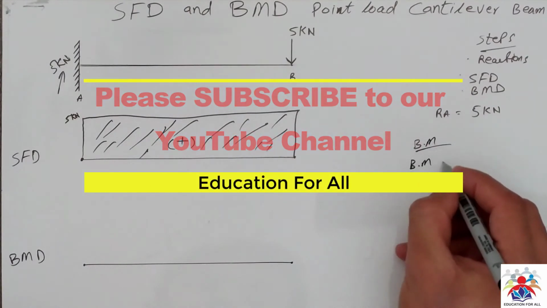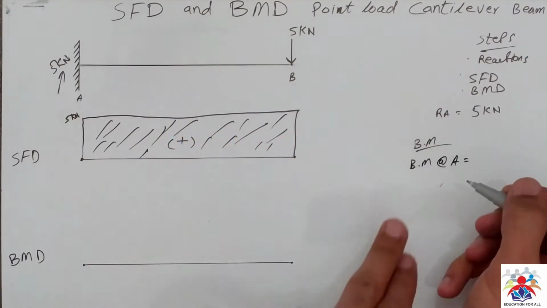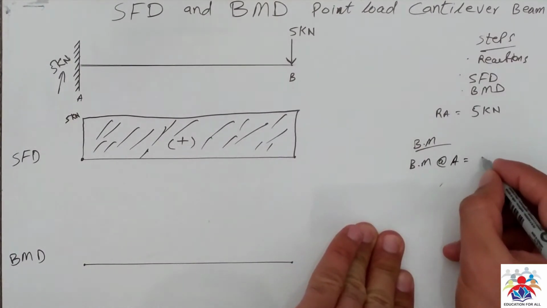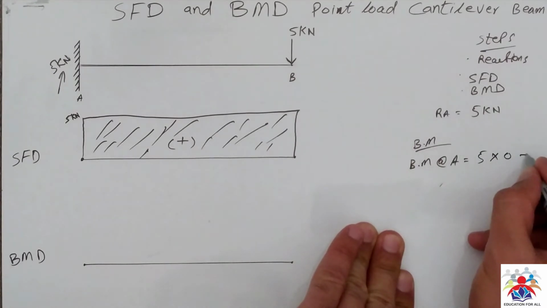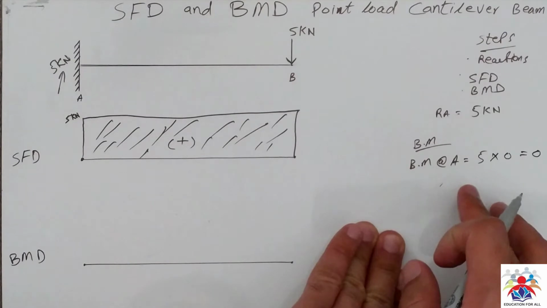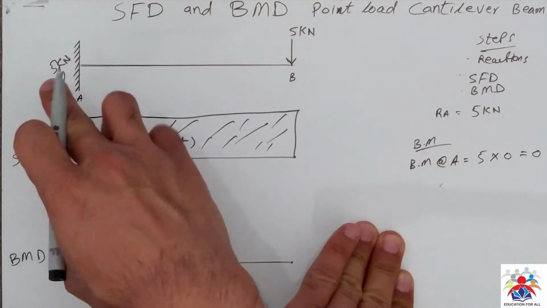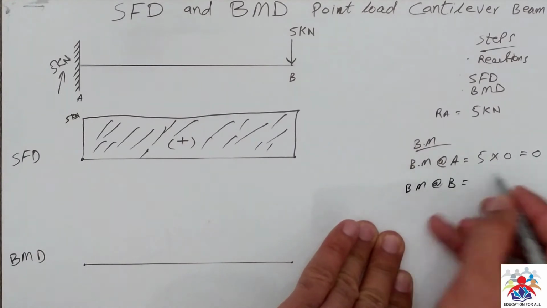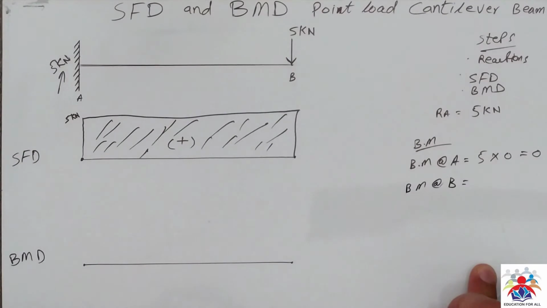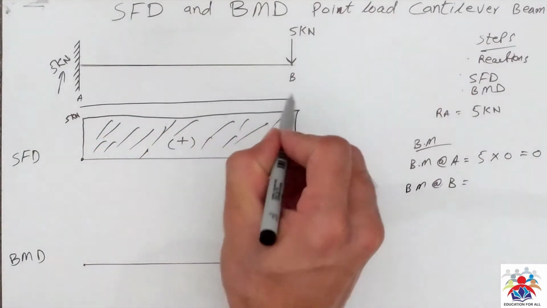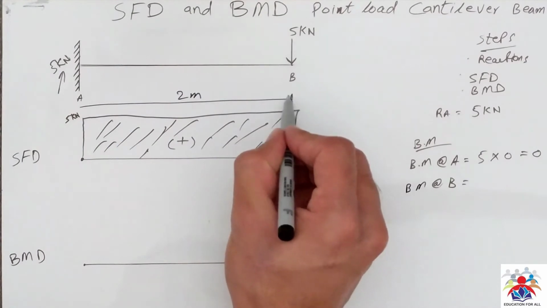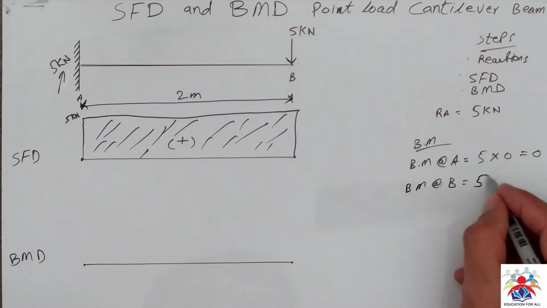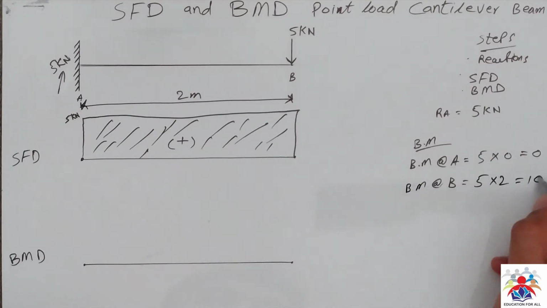So bending moment at A will be 0, as we know from our previous video. So it will be 5 multiplied by 0 is equal to 0. We have no arm, so the force rotates around this support, it will be 0. Now bending moment at point B will be 5 multiplied by the distance. Sorry, I forgot to write the distance. The beam is 2 meter length. Okay, so it will be 5 multiplied by 2 is equal to 10.